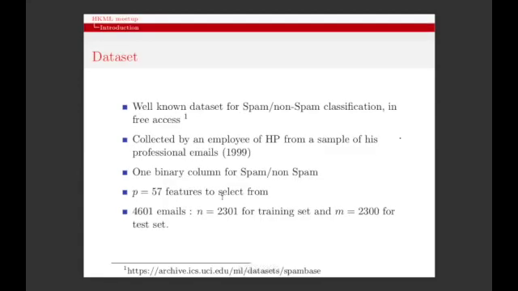So I'm going to start the presentation. I'm going to use a well-known data set for spam and non-spam detection. It was collected by an employee of HP in 1999. The goal is to predict a binary variable equal to 1 if the email is spam, and equal to 0 if the email is not spam. We have 57 features and 4,601 emails that we split in two, for a training set and a test set.